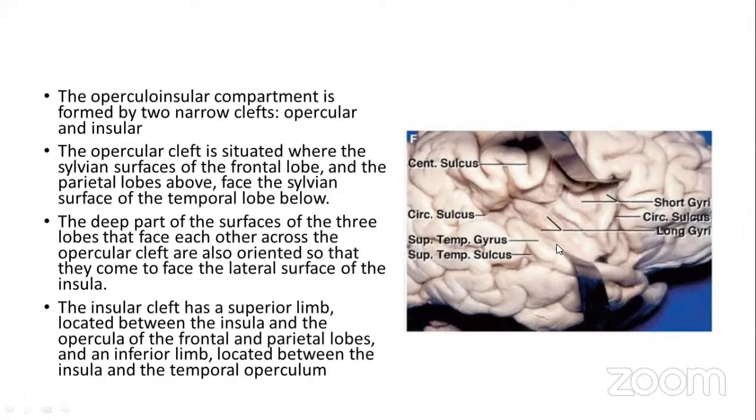And what are the different gyri present inside the insula? The long gyri as well as the short gyri. How many long gyri and how many short gyri? We have 2 long gyri as well as 3 short gyri. 3 to 5 short gyri. And what is the sulcus that is present between the long gyri and the short gyri?